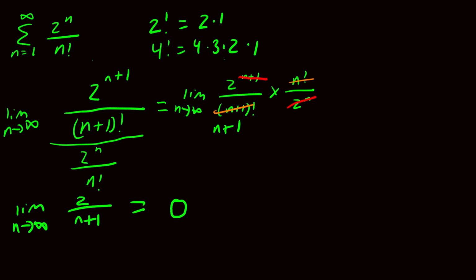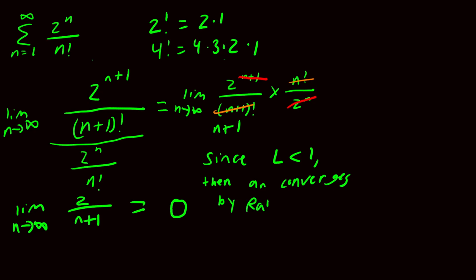In the AP exam, you're going to have to write it. So here's a quick example. Since L, you have to define what L is. L is less than 1, then AN, that series, I don't want to write it out, converges by ratio test. So you're going to have to write a little bit more detail than I did, but this is the gist of it. So now let's go on to our next example.